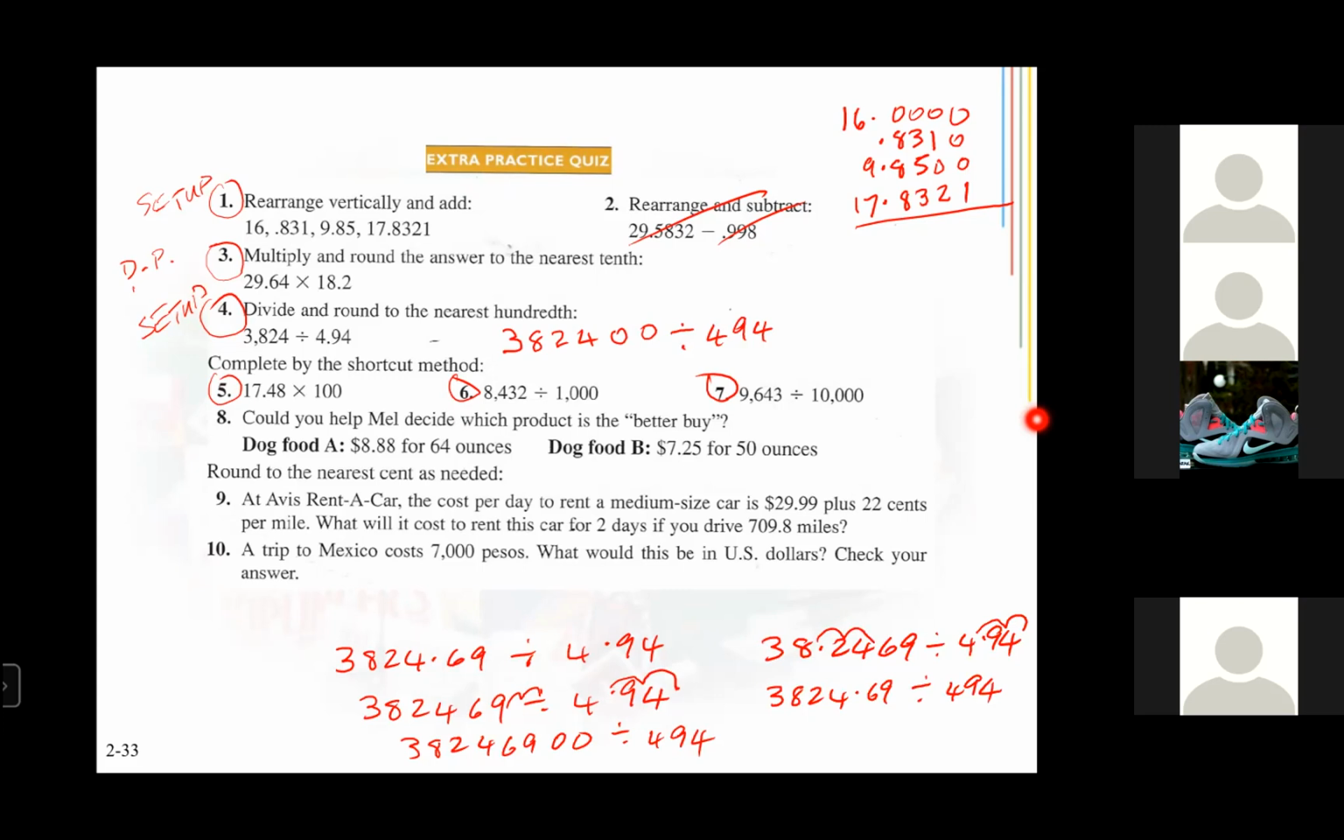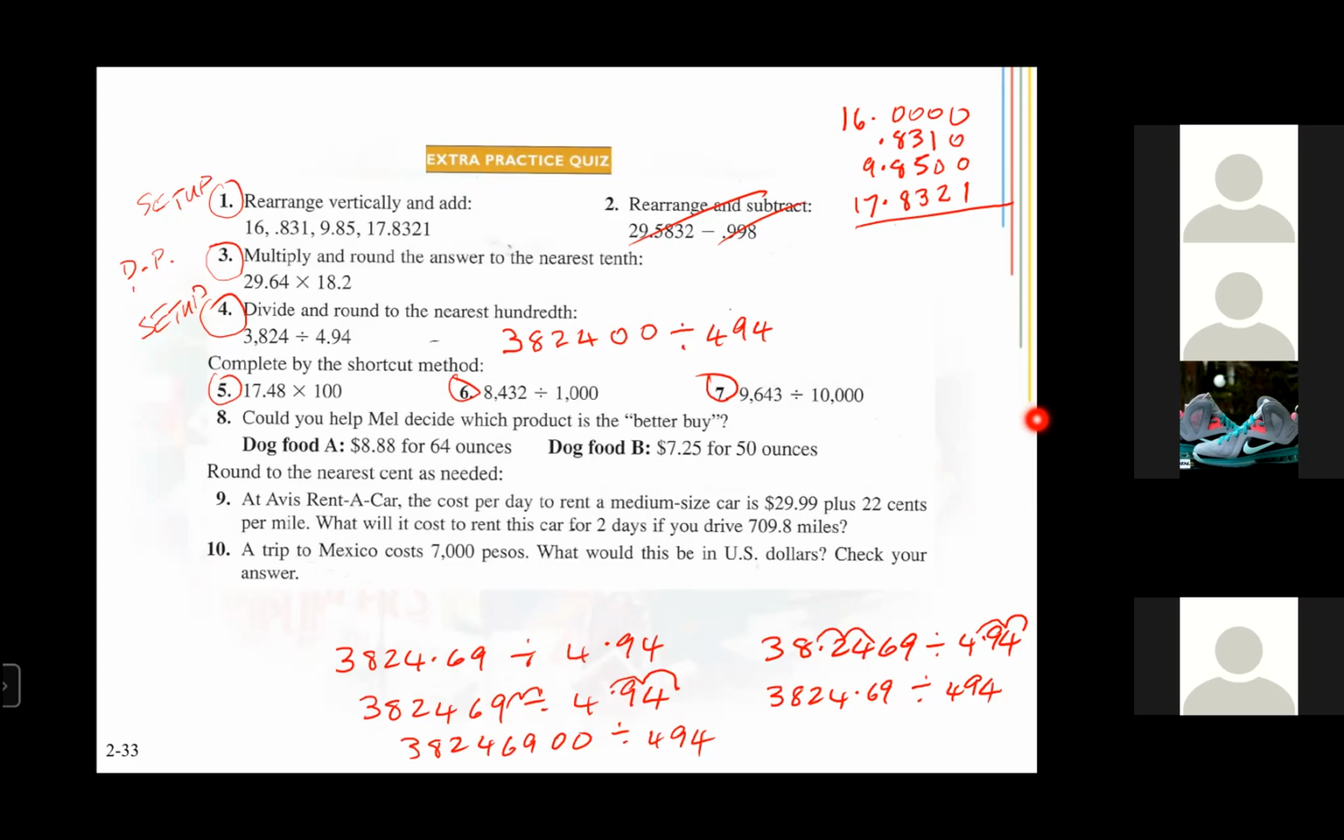All right, the next one, number 5, they want you to multiply 17.48 times 100. What would you get as your answer? We are going to move the decimal to the right 2 places. So it'll be 1,748. Okay, 1748, right.